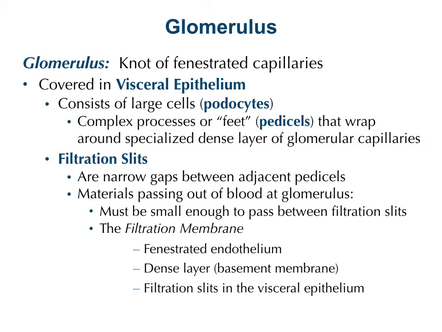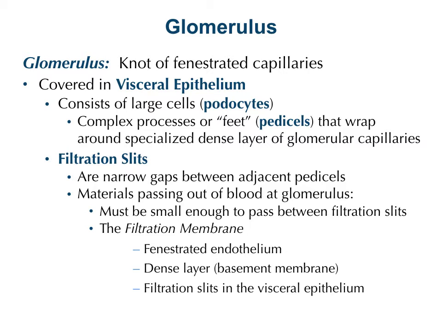The glomerulus within Bowman's capsule is a knot of fenestrated capillaries. It is covered in the visceral epithelium that's continuous with the parietal layer, and it is made up of large cells that are called podocytes. The podocytes, foot cells, have complex processes or feet, which are known as pedicels, that wrap around specialized dense layers of the glomerular capillaries. Filtration slits exist between the pedicels that wrap around the glomerular capillaries. These narrow passageways allow very small materials to pass between the filtration slits.